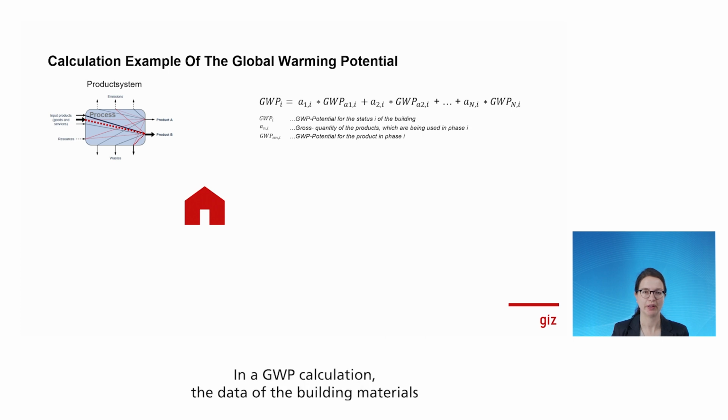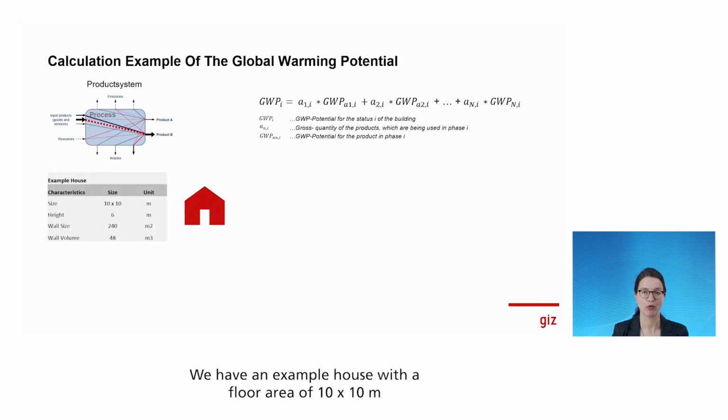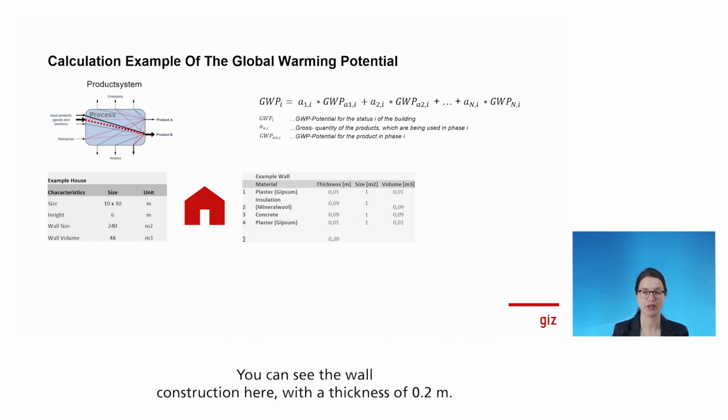In a global warming calculation, the data of the building material are collected in order to simulate the construction of walls, ceilings, and others. The individual data are then entered and converted to the functional unit to ensure correct comparability. We have an example house with a floor area of 10 times 10 meters and we want to calculate the global warming potential of the walls. You can see the wall construction here with a thickness of 0.2 meter.